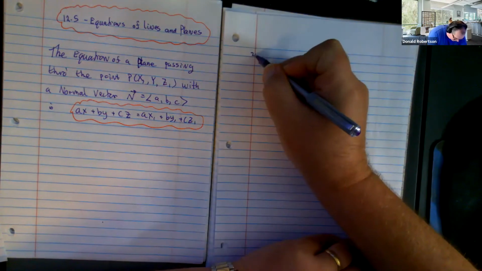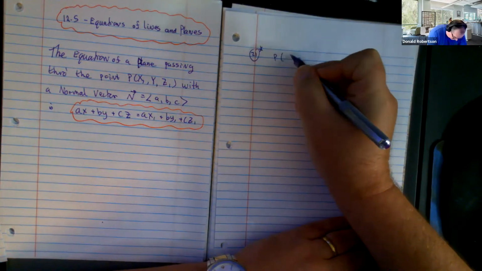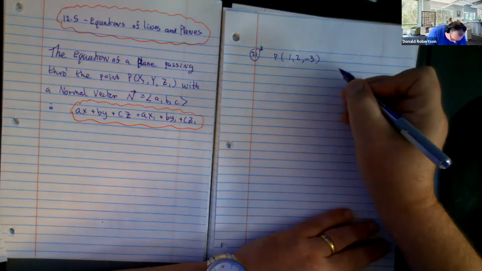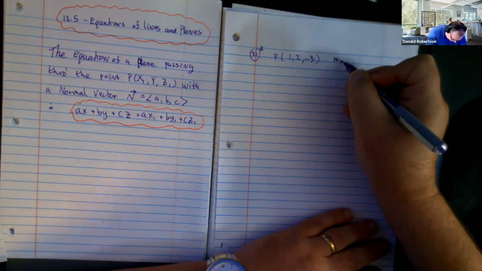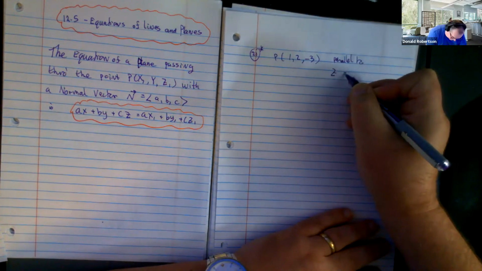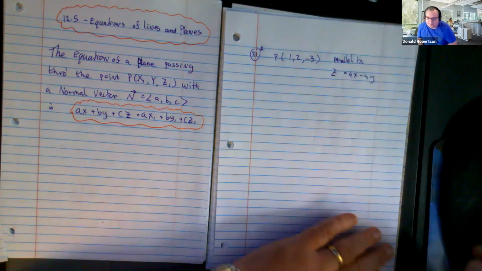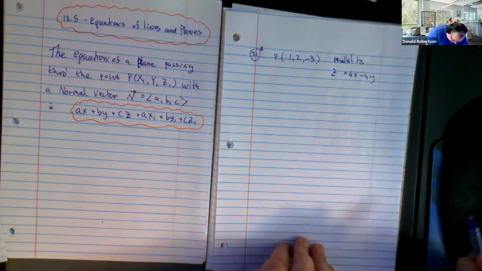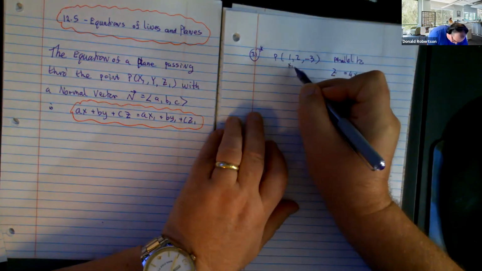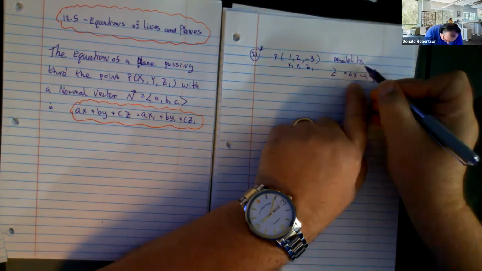Let's look at 21 then. They're giving me a point and it's parallel to this plane. Nothing's going to come easy. That's my x1, y1, z1. It's parallel to this plane.